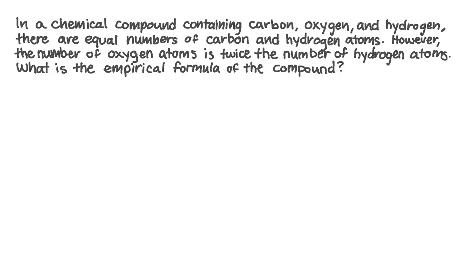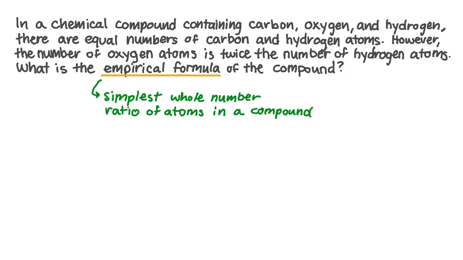In a chemical compound containing carbon, oxygen, and hydrogen, there are equal numbers of carbon and hydrogen atoms. However, the number of oxygen atoms is twice the number of hydrogen atoms. What is the empirical formula of the compound?